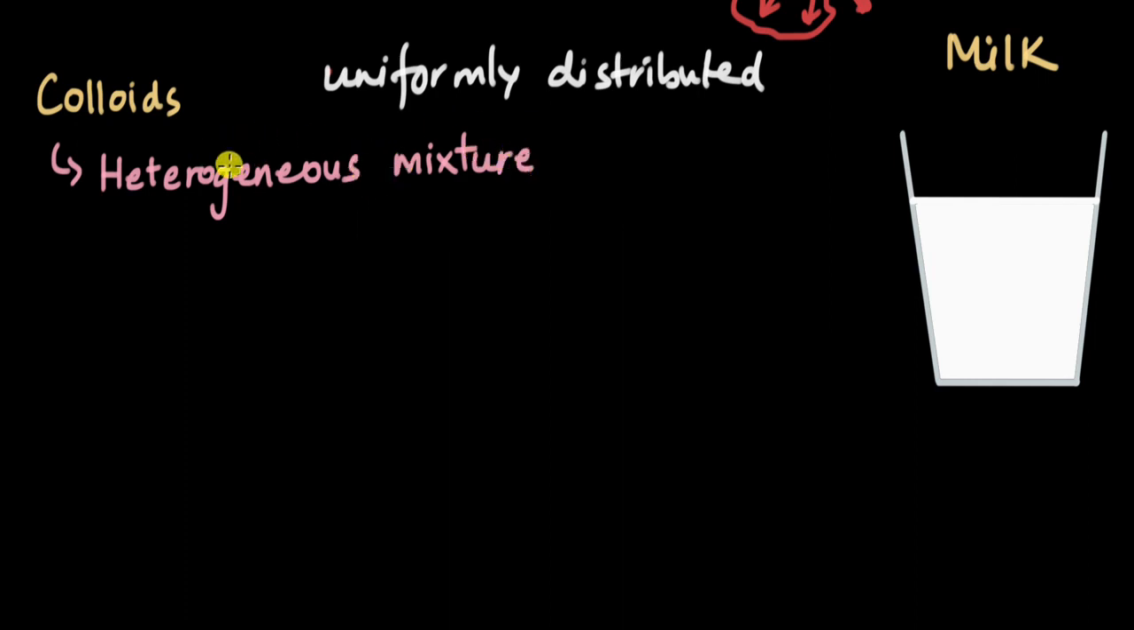So if you think about the size of the particle in a colloid, that is between the size of the particle in a solution and a suspension. This is 1 to 1000 nanometers. It was much smaller in a solution and it was greater than 1000 nanometers for a suspension. The particle size is in between.